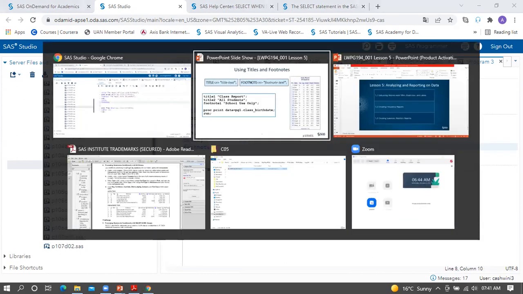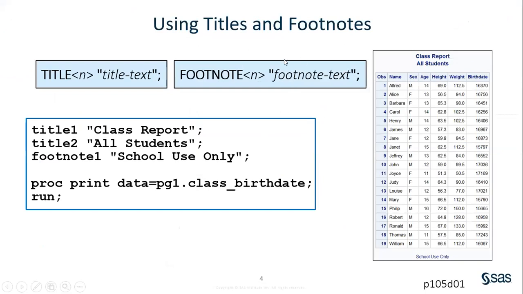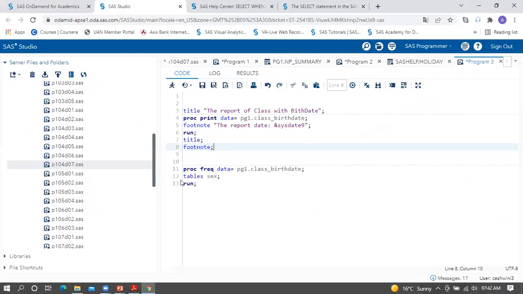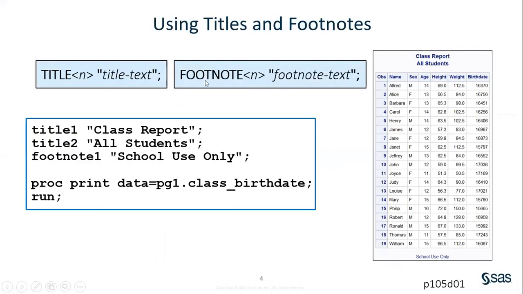So when you look into your presentation, they are telling you the same thing. You have these titles and footnotes. Those are independent statements. Those are not a part of any of your data step or proc step. So when you check this title, see, we did not write it as a part of any data or proc step. Same thing with footnotes also. So that's what it's telling. It's independent statements.